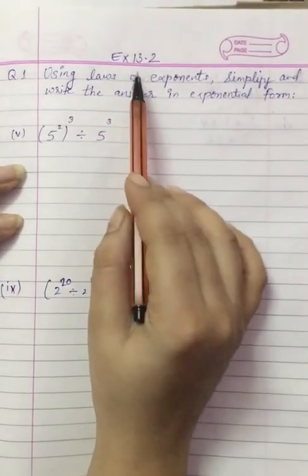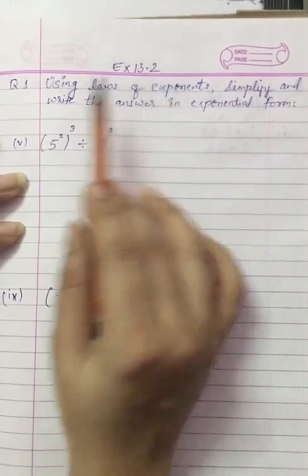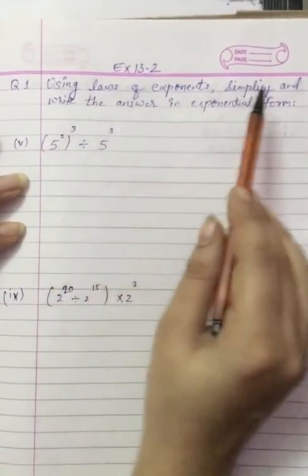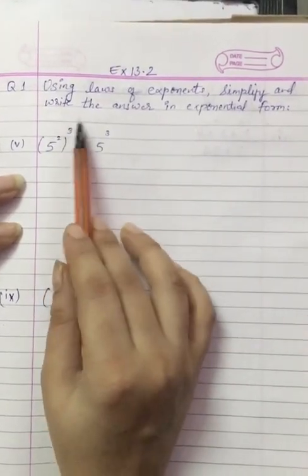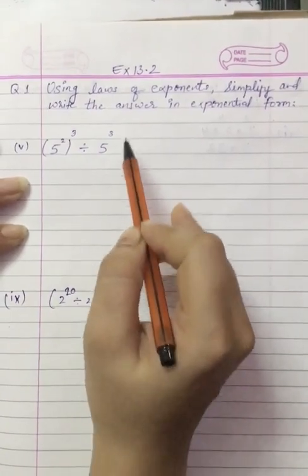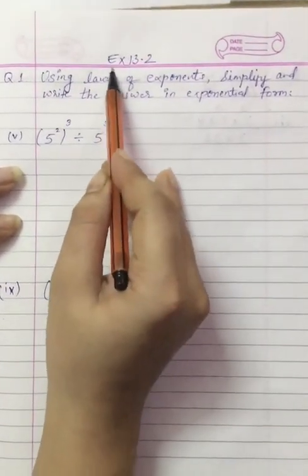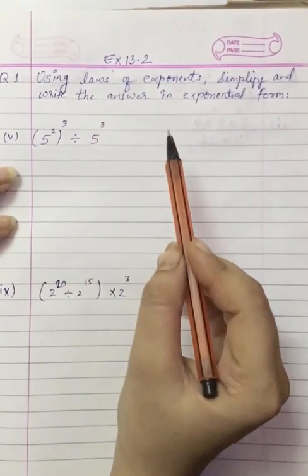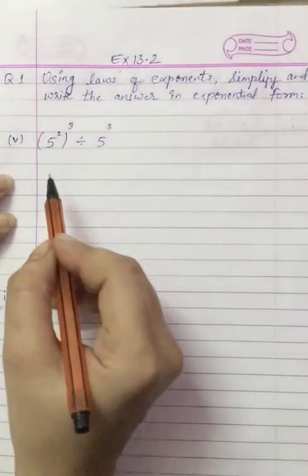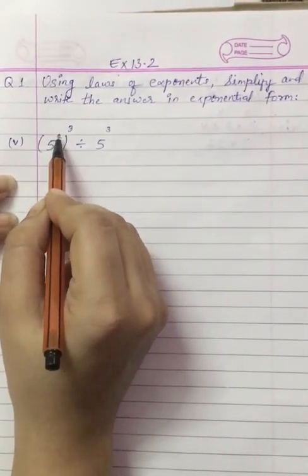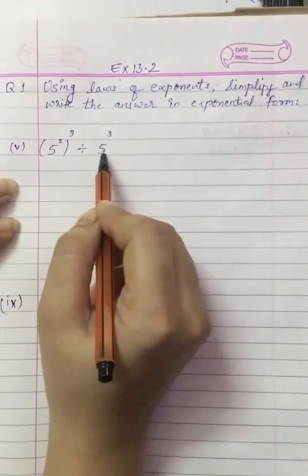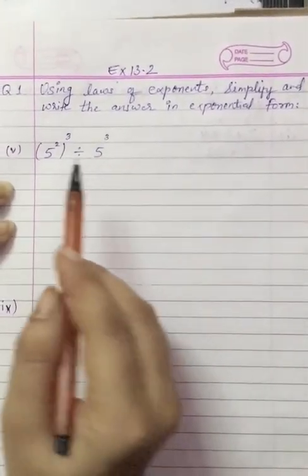Hello everyone, this is exercise 13.2, question number 1. Using laws of exponents, simplify and write the answer in exponential form. Now in this question, we have to use laws of exponent. So we know that we have some laws. So here 5 to the power 2, then again power 2, divide 5 to the power 3.